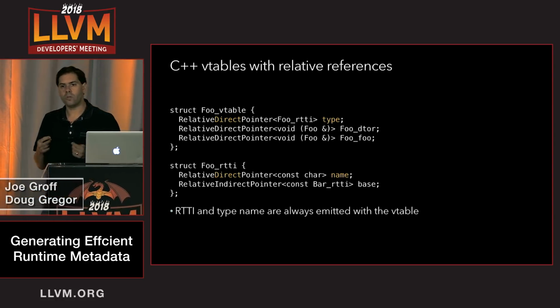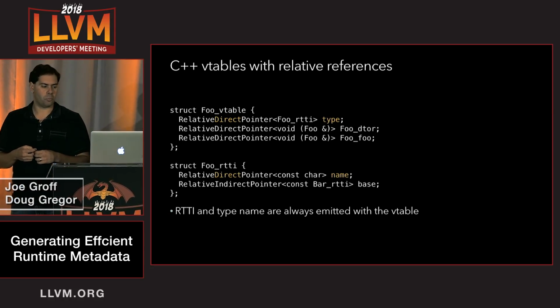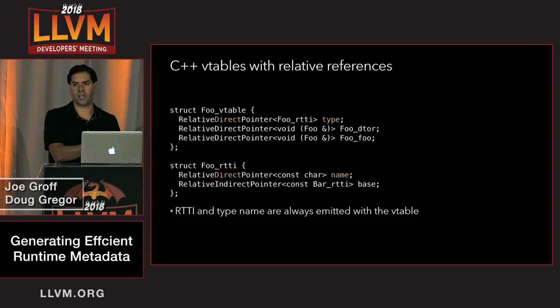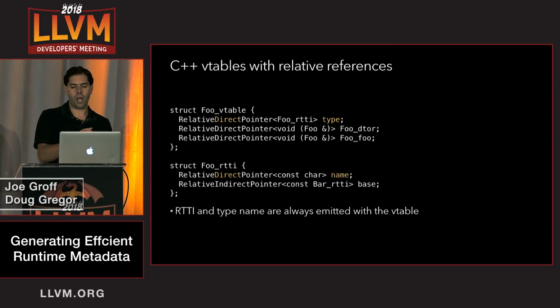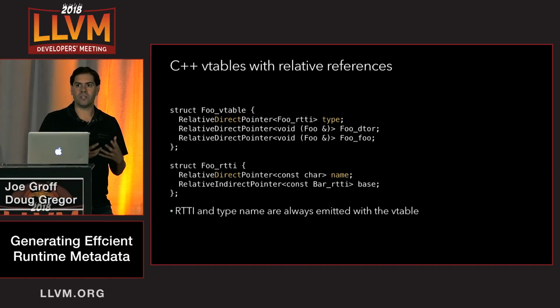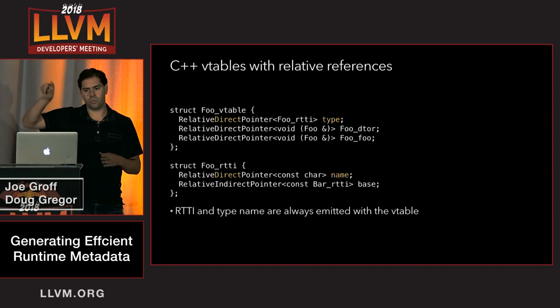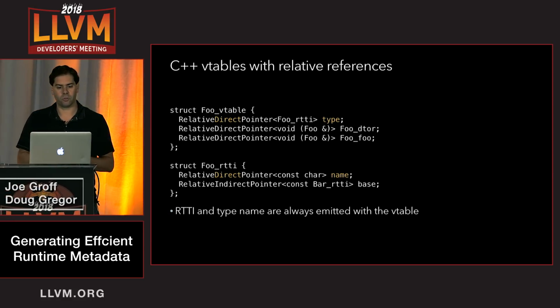Now the reason we know that we can do that is because you always emit the RTTI structure and the type name alongside the vtable. It's there in the same translation unit. They're all part of the same metadata. And so it's guaranteed to be within our image. So we can do a direct reference to it.